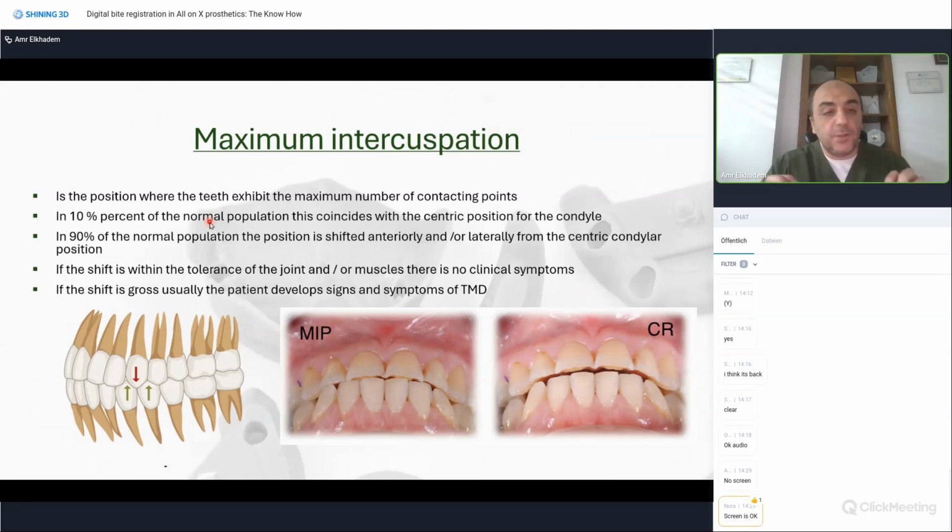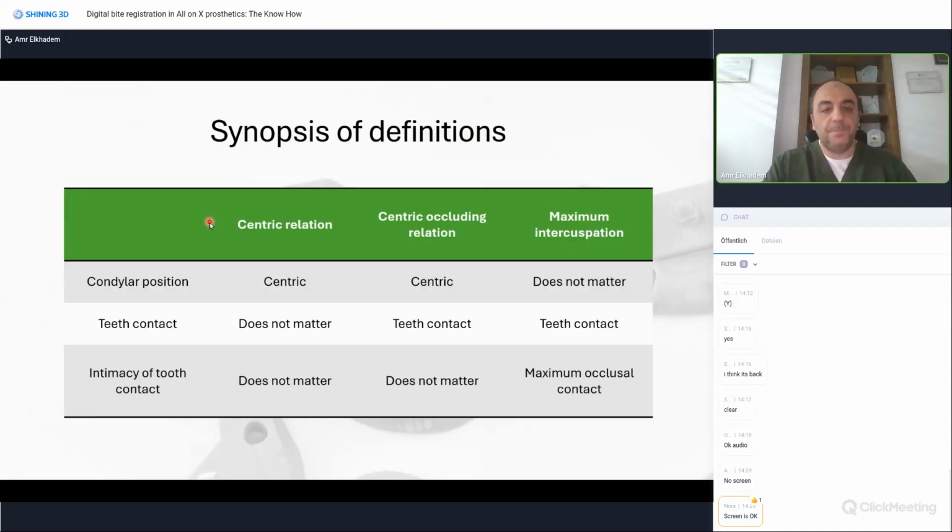I need to emphasize this. With natural teeth, we might have a difference between maximum intercuspal position and the centric occluding relation. They might be different. In 90%, they are different. But when we are reconstructing occlusion, please, please, please stick to it, because this is the most reliable one that we know, with the least liability of causing TMDs for the patient.